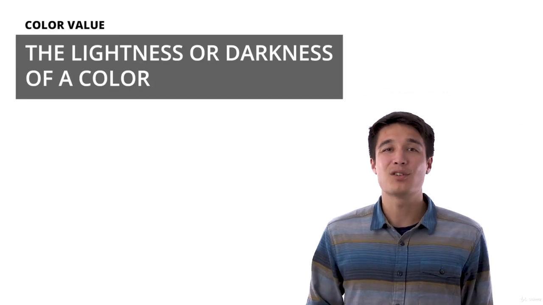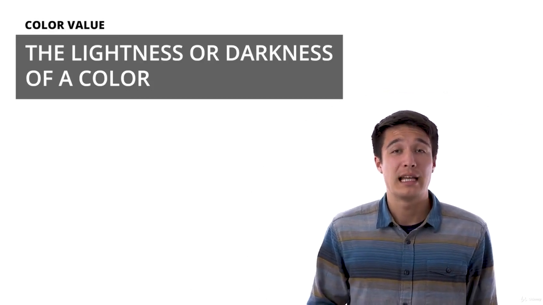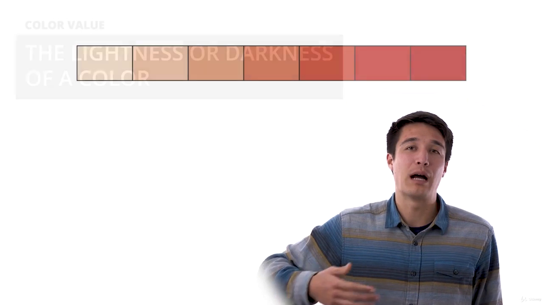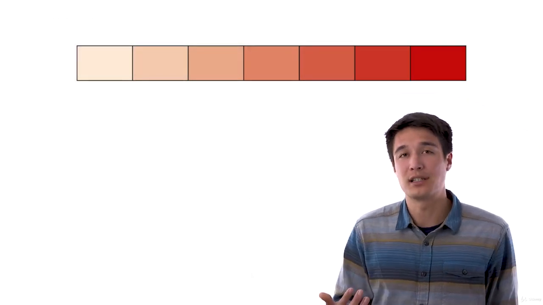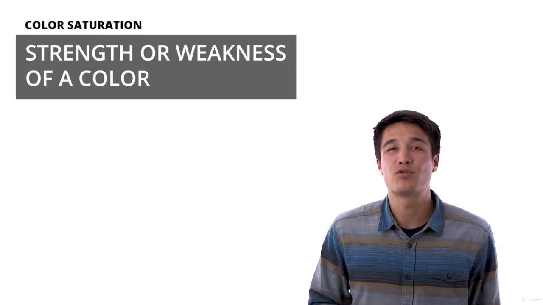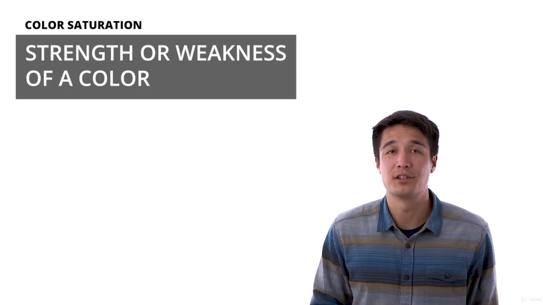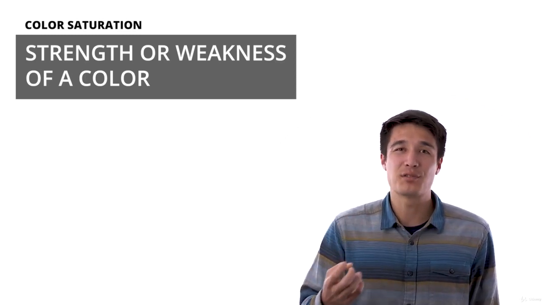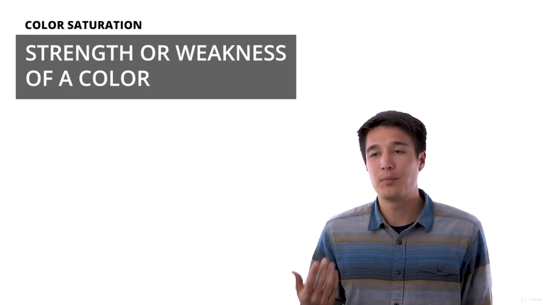Value is the lightness or darkness of a color. It really just comes down to that. How bright is it or how dark is it? You can see that on this scale here. Saturation is the relative strength or weakness of a color hue. Really just how much those colors stand out or how pulled back they are.